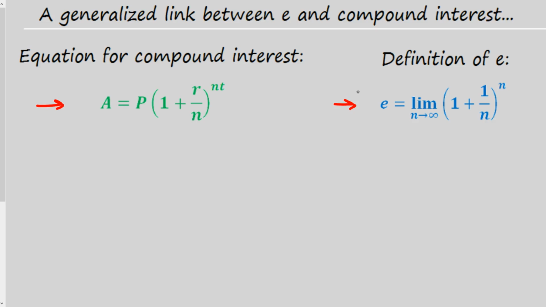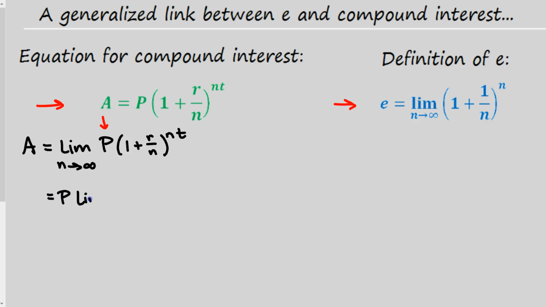So what we can do is kind of combine these. So what I'm interested in knowing is what happens as n goes to infinity. Now, there's some things you haven't learned about limits that you'll learn in calculus that you're just going to have to take my word for it right now as I do this proof. One is that if you have a constant like P, you can factor it out of the limit. So I'm going to do that.